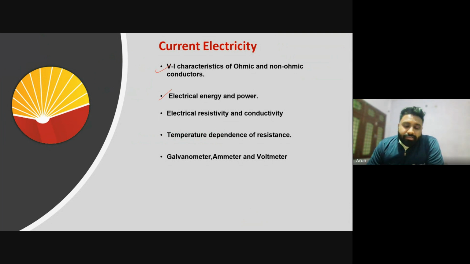Then after that we are going to learn about electrical resistivity and conductivity, and obviously current density is also included. Then temperature dependence of resistance and resistivity both. After that, we are going to cover some electrical devices: galvanometer, ammeter, and voltmeter. And from each topic, we are going to see some PYQs, so it will be helpful for you guys to relate them with the same concept.